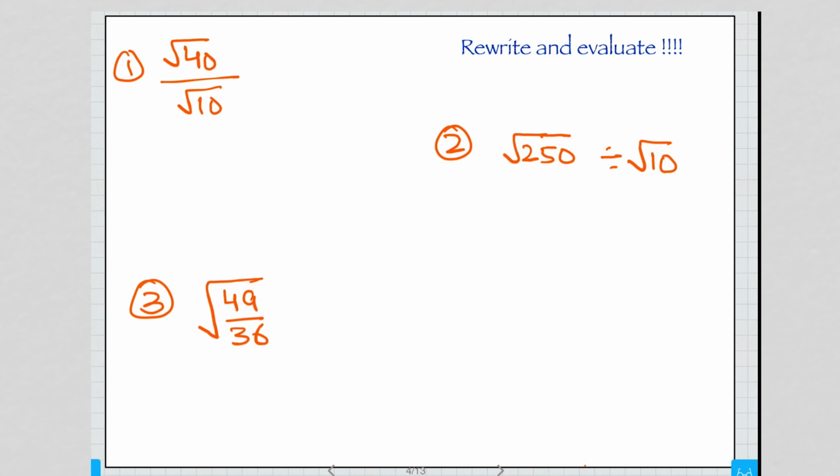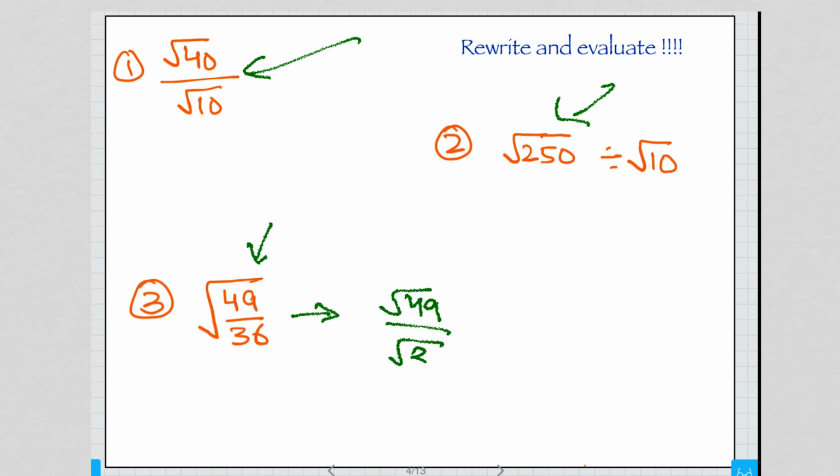The first two questions, now you guys should be able to do it yourself. So I'm just going to do the third one, which is slightly different. Square root of 49 over 36. Now in this one, you can do it like root 49 and root 36. Now the square root of 49 is 7, and the square root of 36 is 6. 7 over 6. That would be our answer.